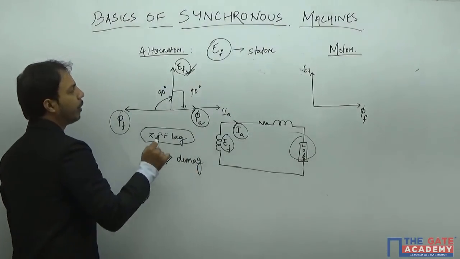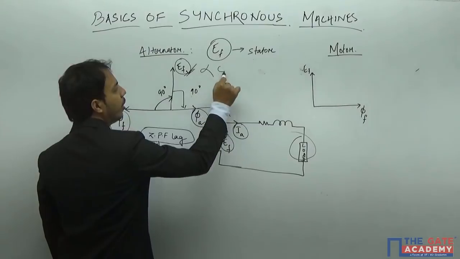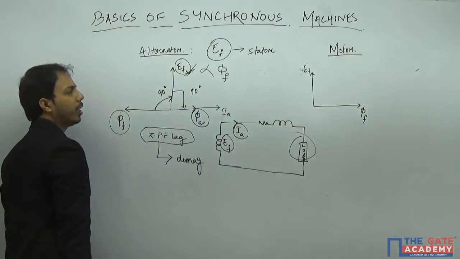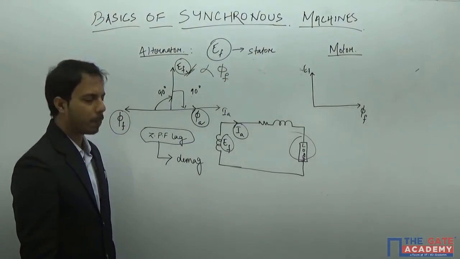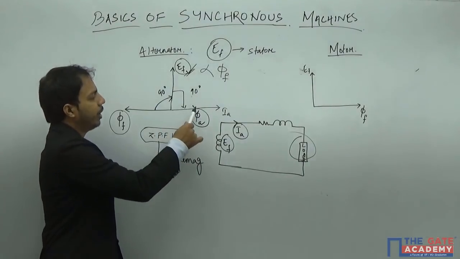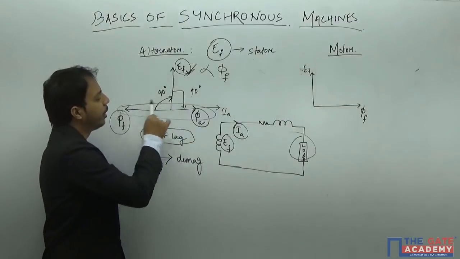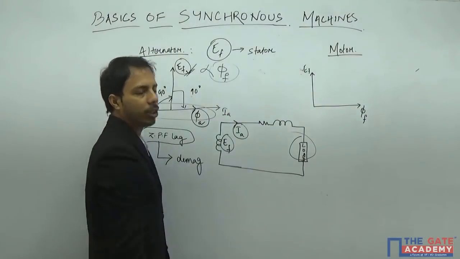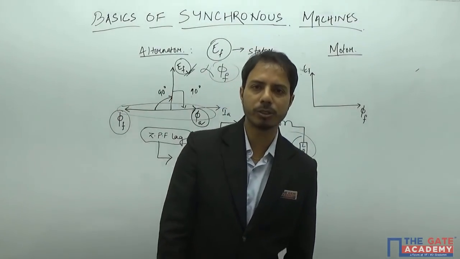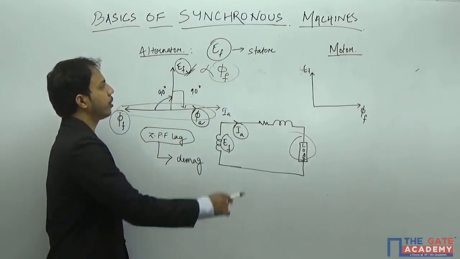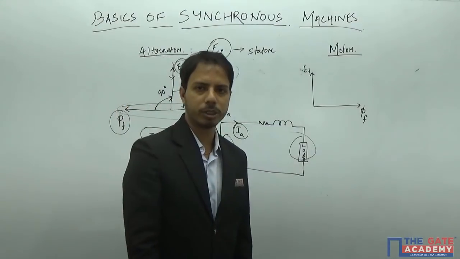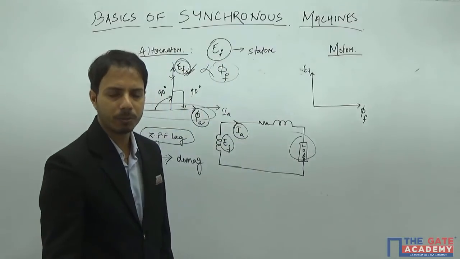So what it will do is, see, this induced EMF is proportional to the field flux phi F. Now if phi A comes opposite to this, the field will reduce. So the total resultant will reduce, and if the resultant is reduced, this value will come down. Yes or no? This value will come down.